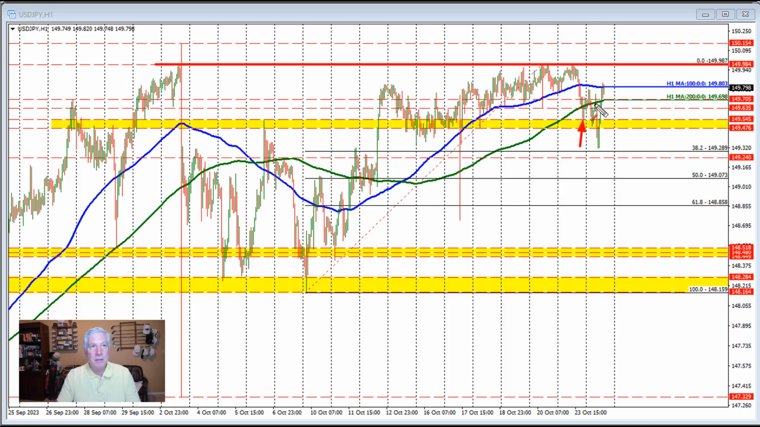And then we started to rotate back and forth. We closed the day near the 200 bar moving average, but stayed below the 100-hour moving average on the top side, and waffled our way down to new lows.